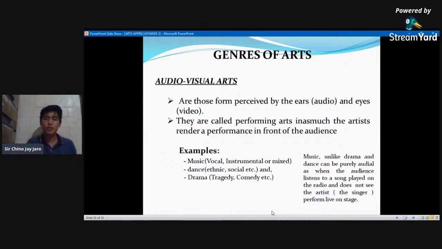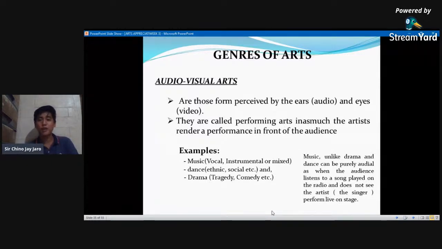Let us proceed to the genres of arts, audiovisual arts. Are those form perceived by the ears, audio, no? Naririnig natin, no? Minsan yung mga nasa balita, sa radyo, that is audio. Pero kapag sinabing audiovisual arts, it is a combination of perceiving by the ears and the eyes. Nakikita mo siya at napapakinggan mo siya. Gaya ng mga live performance, concerts, ayan, that is an example of audiovisual arts. Mostly pag audiovisual arts, related siya sa performing arts.